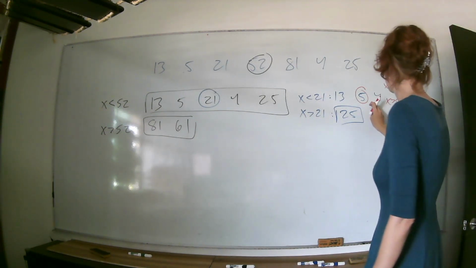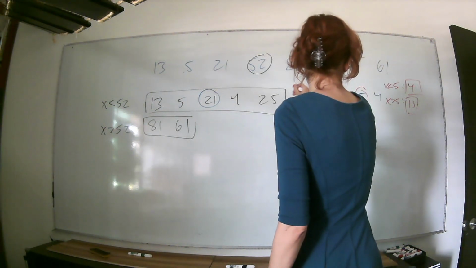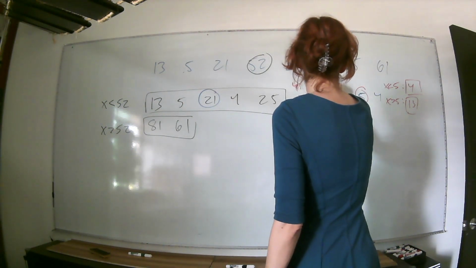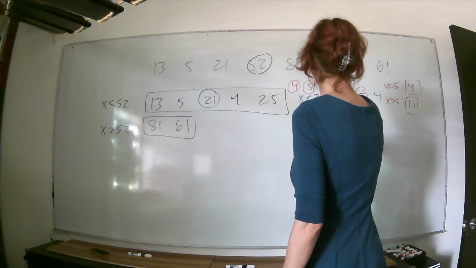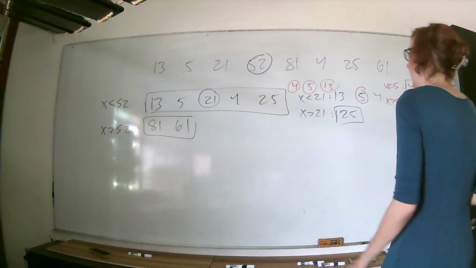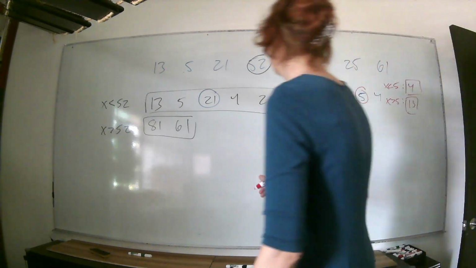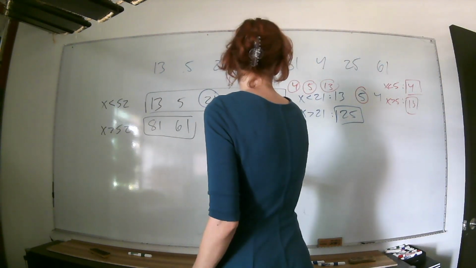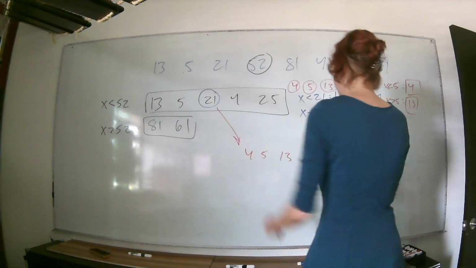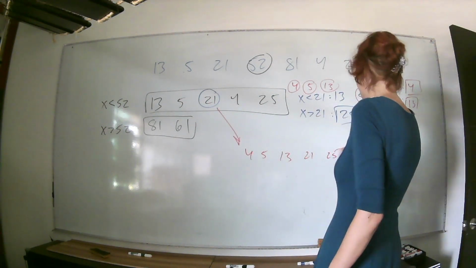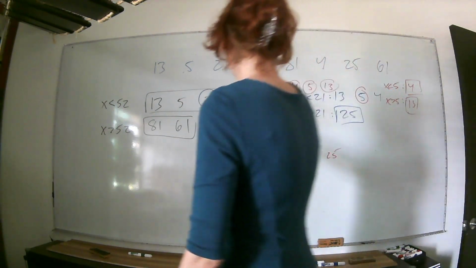So now this thing, I know it's going to be sorted as 4, 5, and 13 because it's the smaller, the one I chose, and the larger. And I know that this other one here is going to be sorted as a 25. So then it's going to be the 4, 5, 13 separated with the 21 from the 25. So now 1/2 is done.